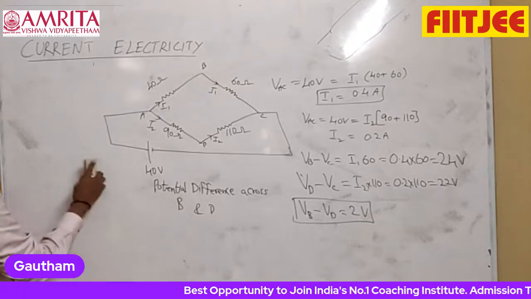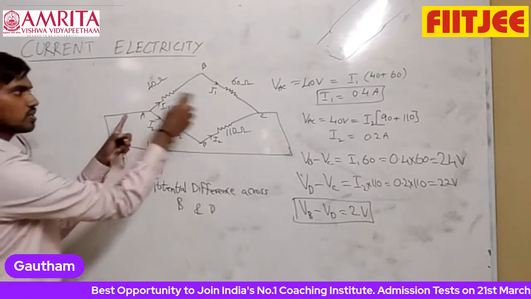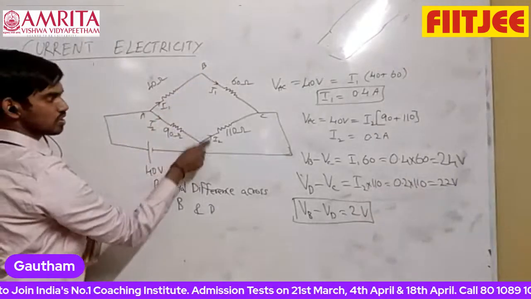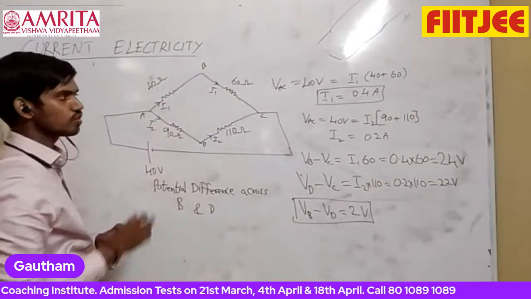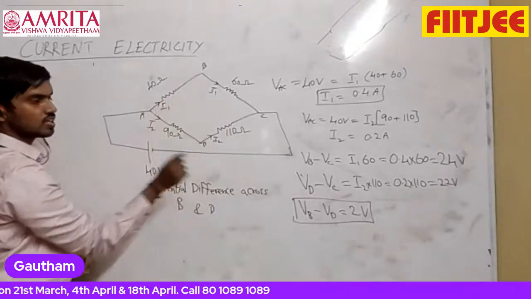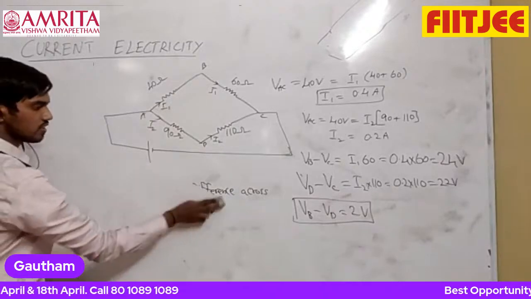Now the next concept is the Wheatstone bridge. Somewhat similar circuit only. These two potentials, we are trying to find the difference, right? For one particular value of resistors, these two points will have the same potential. That is the Wheatstone bridge.